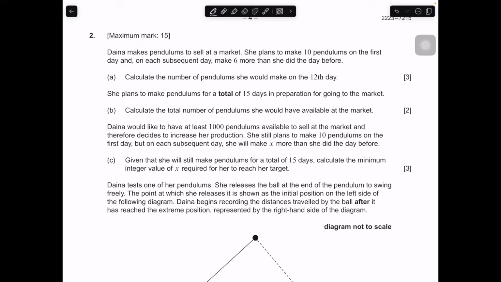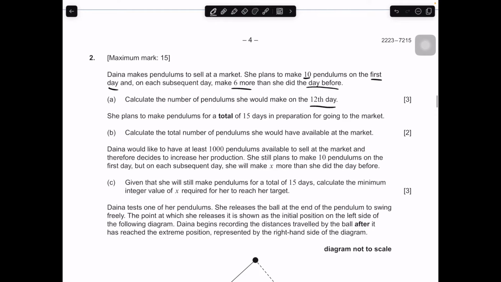15-mark question number 2. Dana makes pendulums to sell at a market. She plans to make 10 pendulums on the first day, and on each subsequent day, make 6 more than she did the day before. So 6 more than the day before. Part A asks us to calculate the number of pendulums she would make on the 12th day.